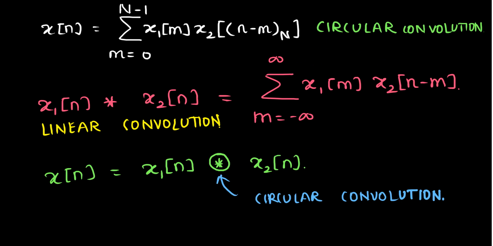And we have seen that the difference between these two expressions is that instead of having an infinite range of m, we are having the range of m as 0 to n minus 1, and instead of having linear shifts, that is shifting the value of this n linearly, we are having circular shifts, that is we are shifting the value of this n in a circular fashion.